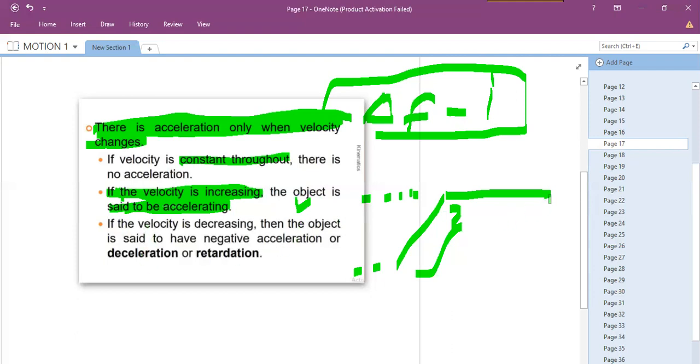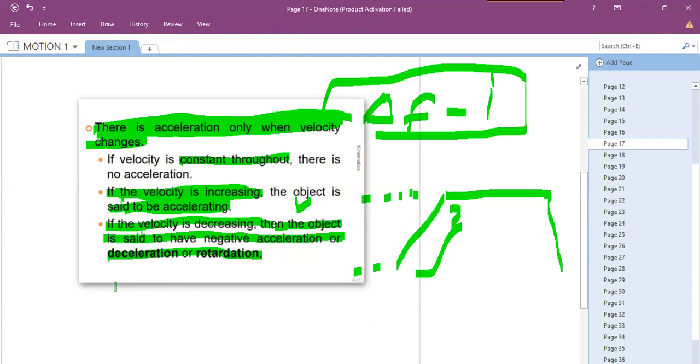Then the final one comes down to retardation. Acceleration has a vector in the opposite direction, so we call that a negative acceleration, which is called retardation. So the final answer we want is retardation. This is the third point: if the velocity is decreasing, the object has negative acceleration, or deceleration, or retardation.